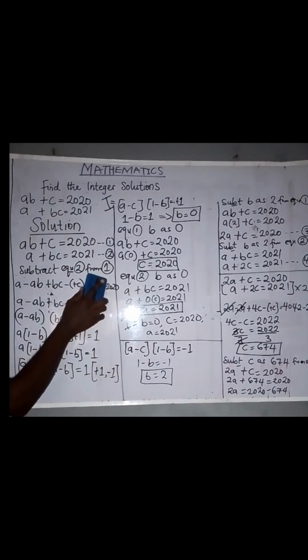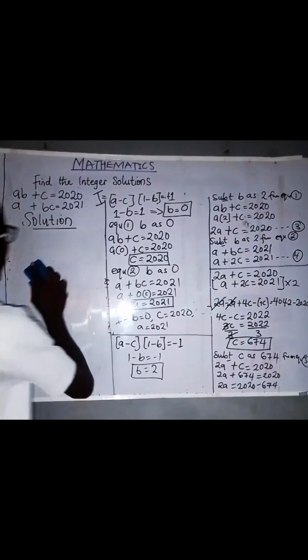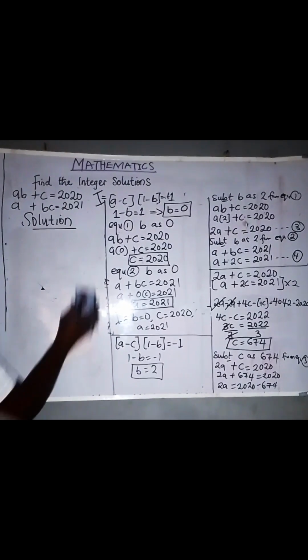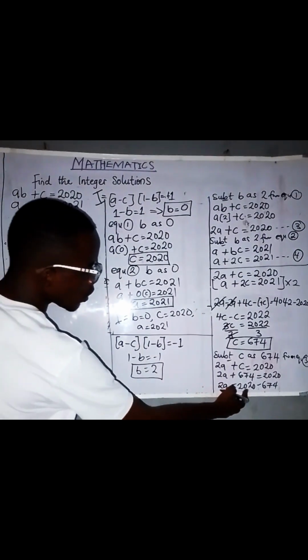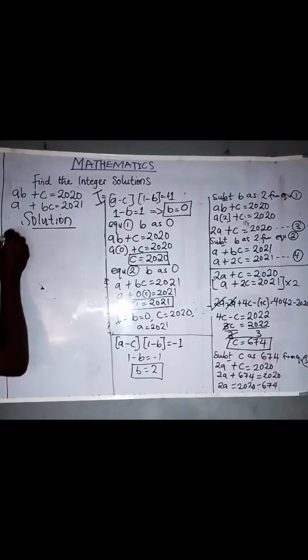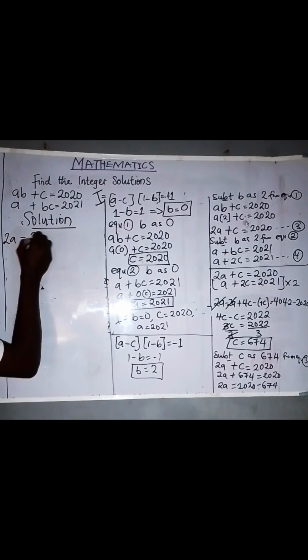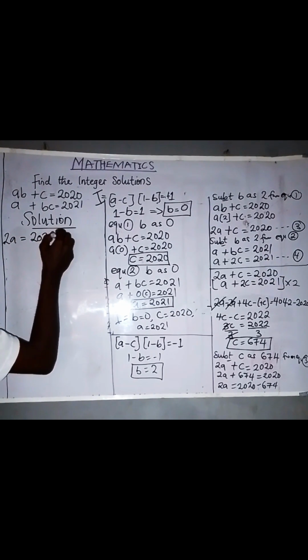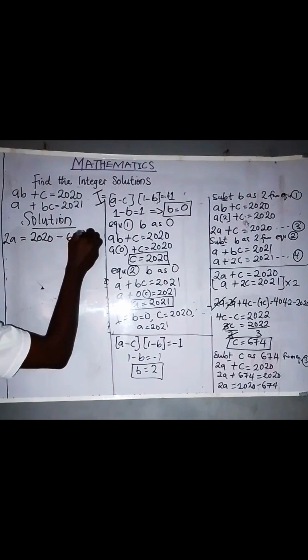Let me use this part of the board, since this part is filled up. So from this part, I have 2A equal to 2020 minus 674.